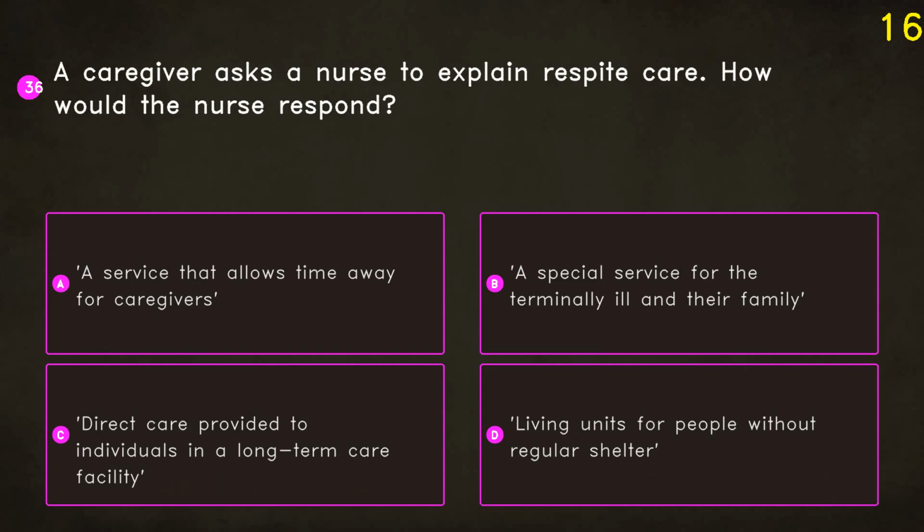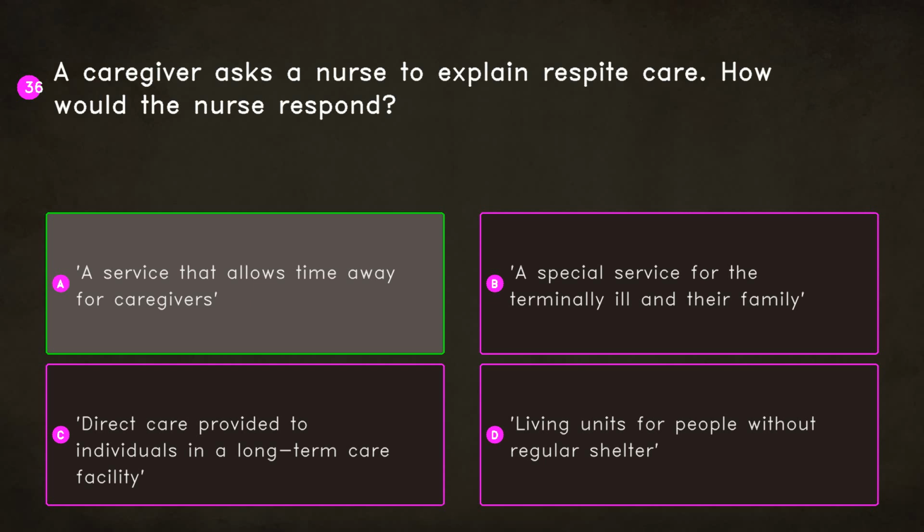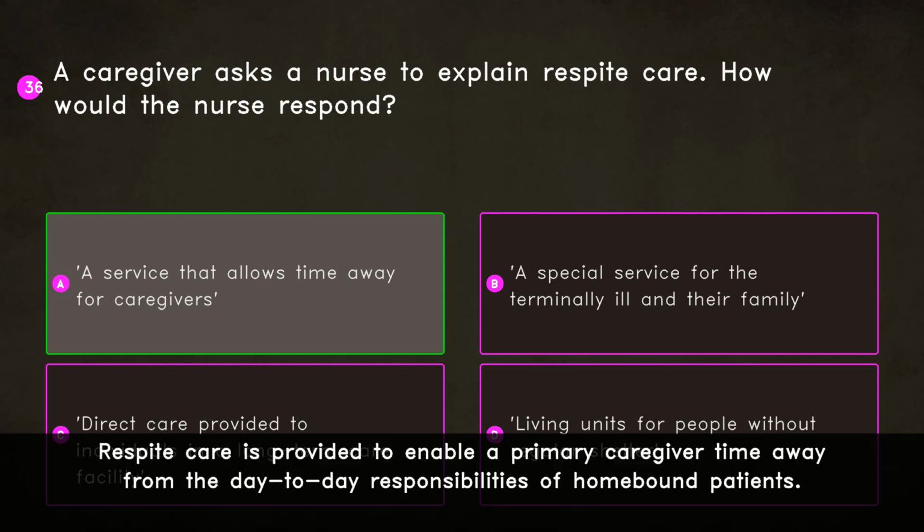Question 36. A caregiver asks a nurse to explain respite care. How would the nurse respond? A. The service that allows time away for caregivers. B. The special service for the terminally ill and their family. C. A direct care provided to individuals in a long-term care facility. D. Living units for people without regular shelter. The correct answer is a service that allows time away for caregivers. Respite care is provided to enable a primary caregiver time away from the day-to-day responsibilities of homebound patients.